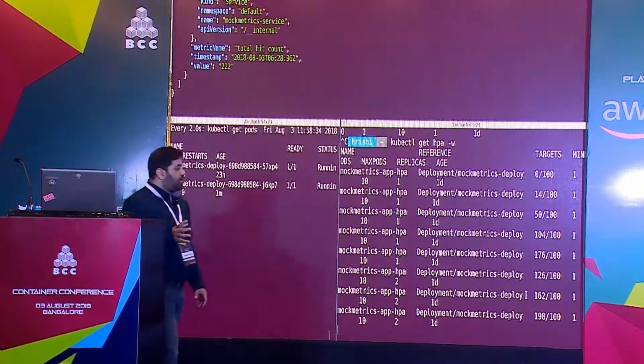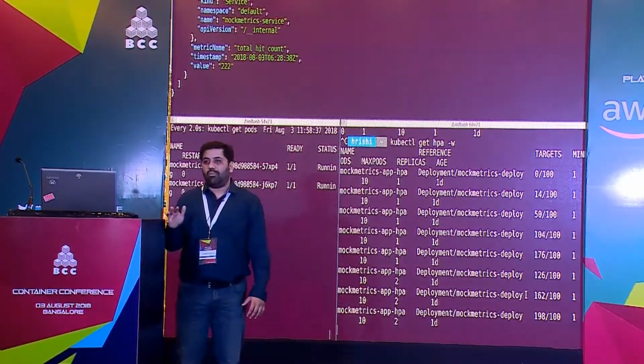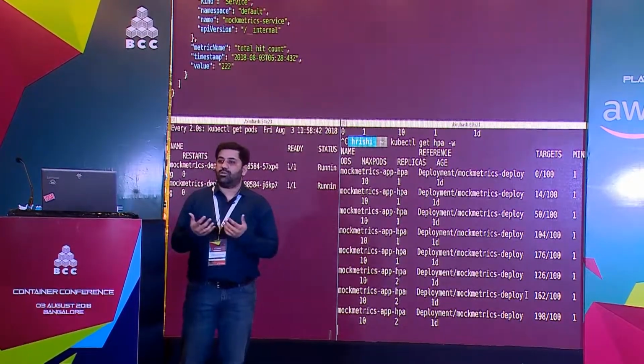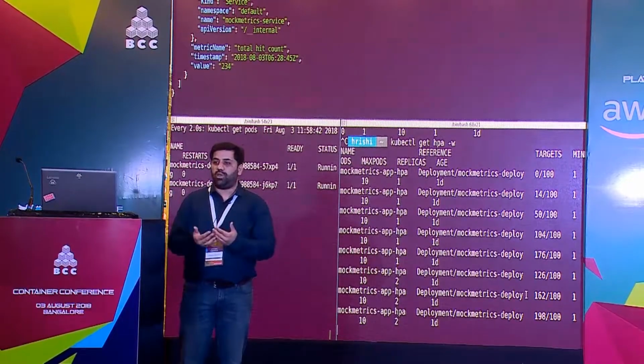The metric server in itself does not really store the metrics. There is no sink to a metric server. It's just in memory. These are APIs.